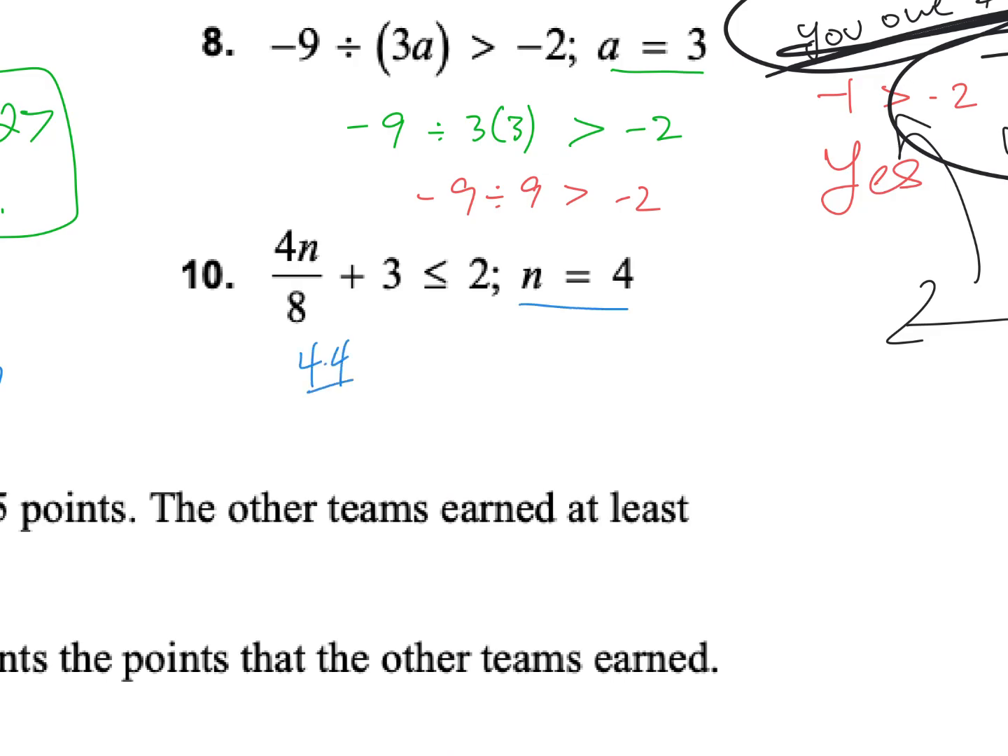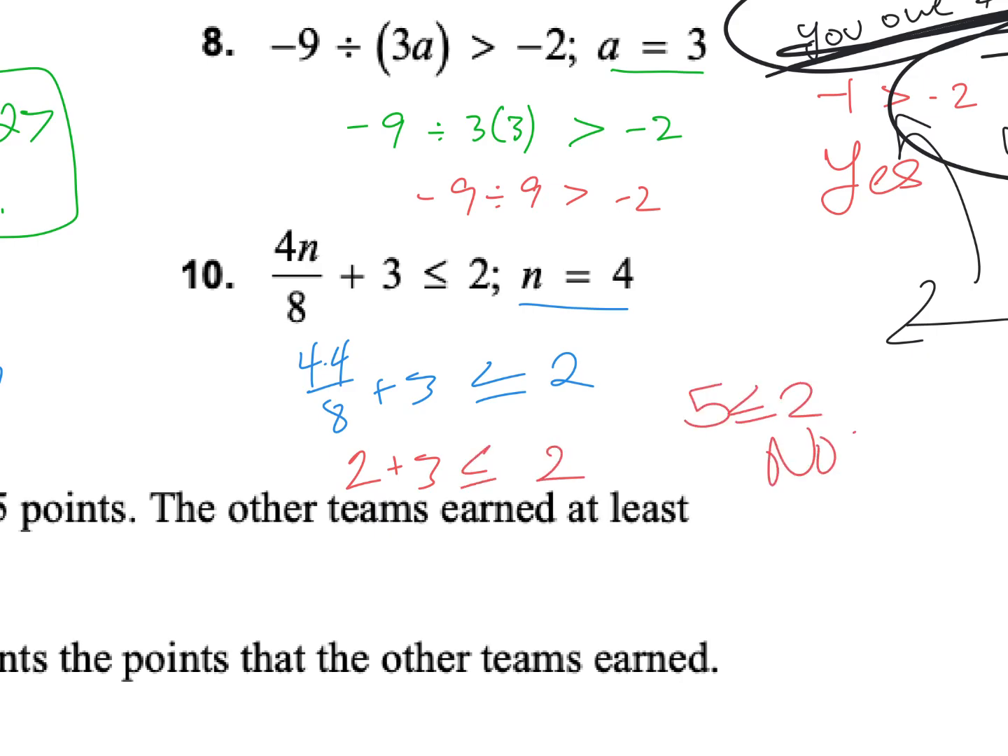4 times 4 over 8 plus 3. Is that less than or equal to 2? I'm going to switch colors here. 16 over 8 is 2. 2 plus 3 is 5. 5 is not, I was going to write not, is not less.